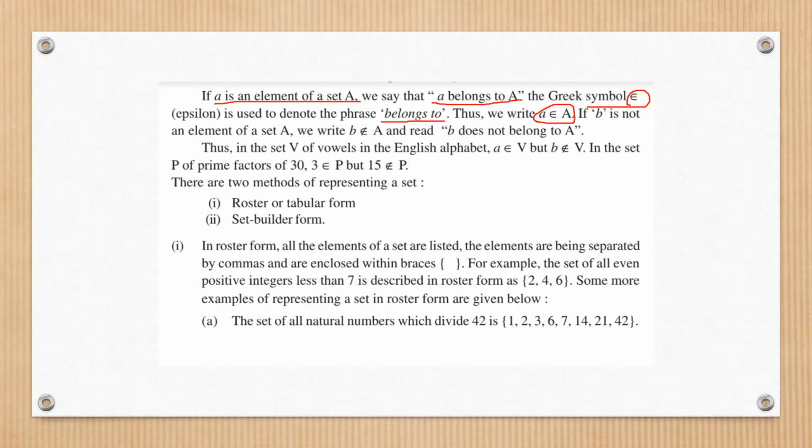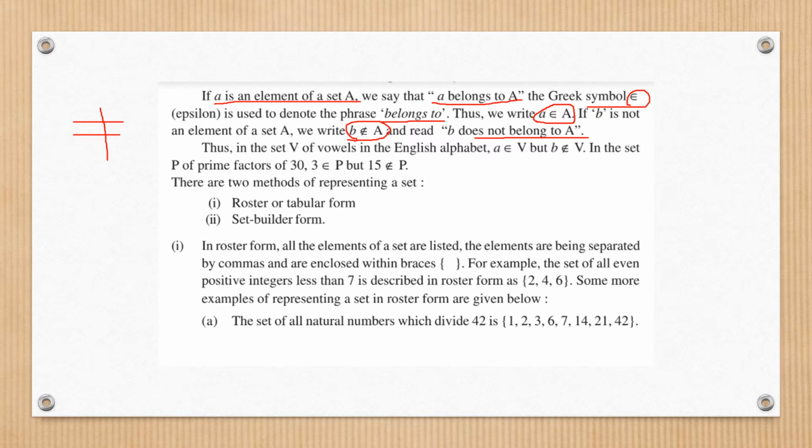And if b is not an element of A, then we say b does not belong to A. As in the case of not equal to, we use a symbol like this. You have to put a slanting line on this epsilon so that we can depict it as does not belong to, and read it as b does not belong to A, right?